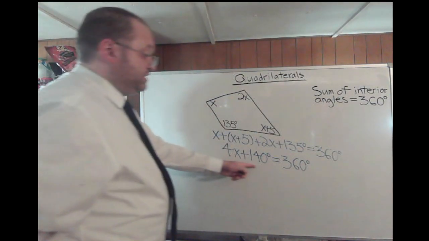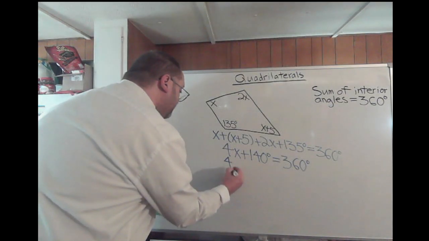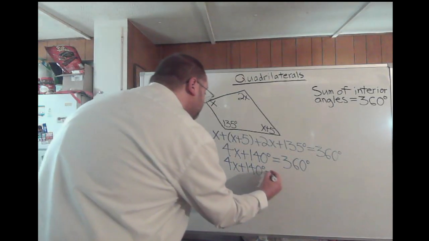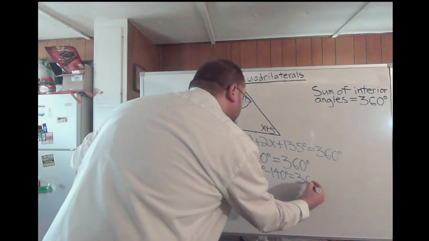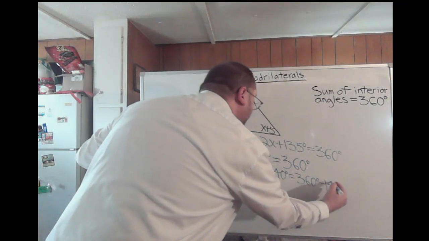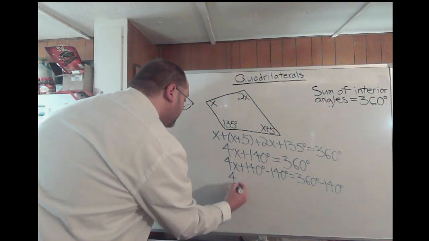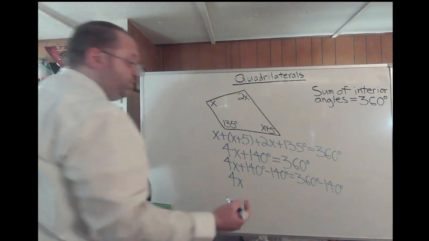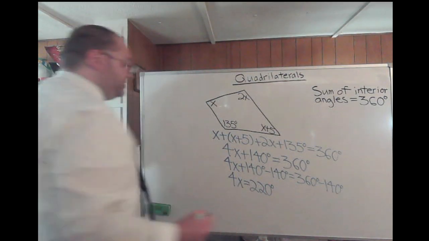Alright, well we have 4x plus 140, we need to just get 4x. In order to do that, we got to subtract 140 from both sides. So you do 4x plus 140 degrees minus 140 degrees equals 360 degrees minus 140 degrees. Well, the left side, 140 minus 140, that goes to 0. You just got 4x by itself. The right side, 360 minus 140, that's 220 degrees. So you got 4x is equal to 220 degrees.